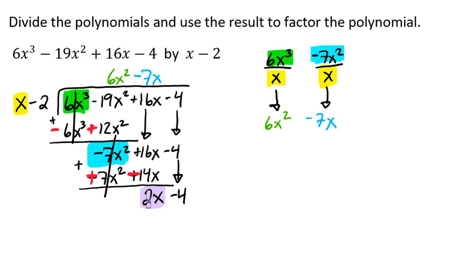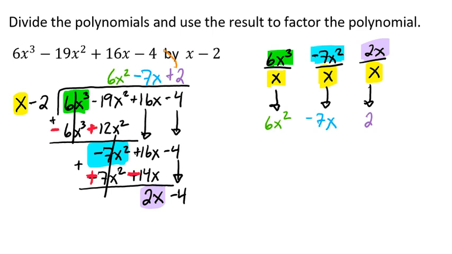So we're going to take our new leader, which is 2x, and divide it by x. So we have our new leader 2x divided by x. We want to know, what is this going to give us? 2 divided by 1 is a 2. But x divided by x goes away. So we just have a 2. So we have a positive 2 here.